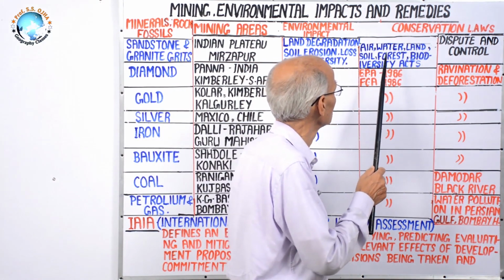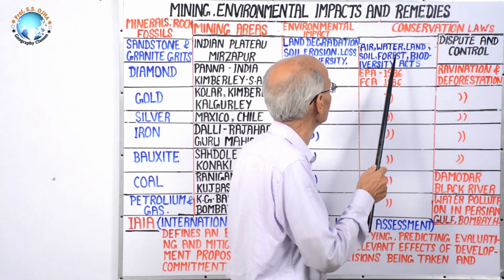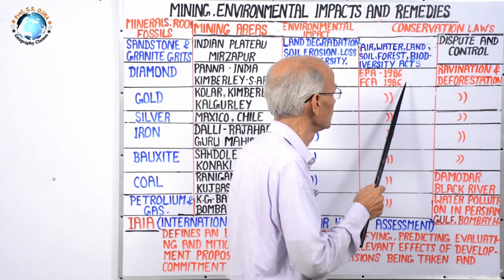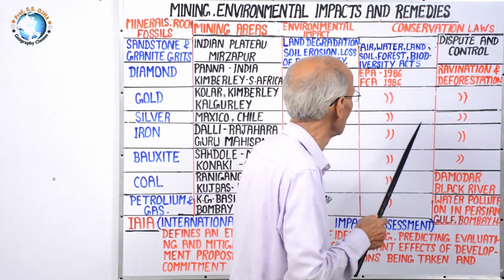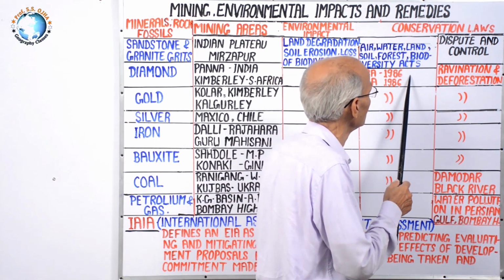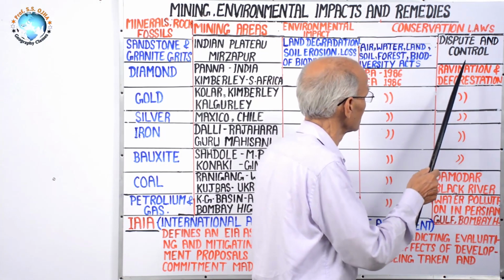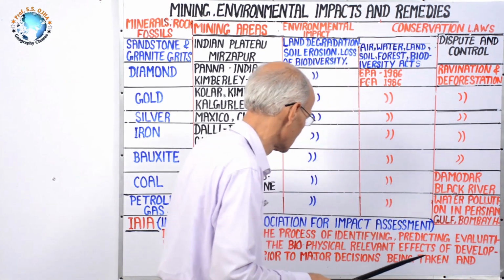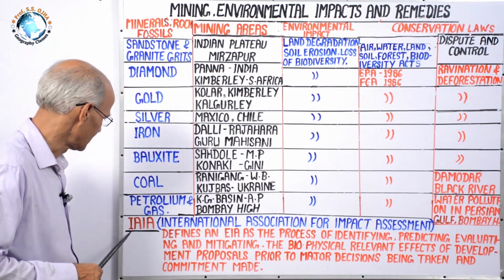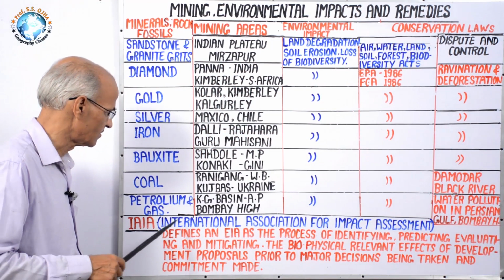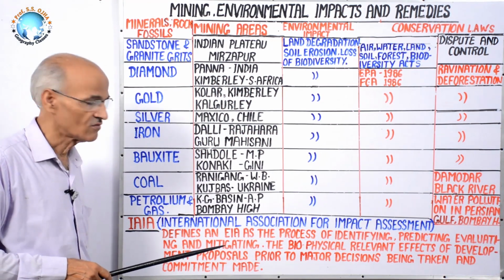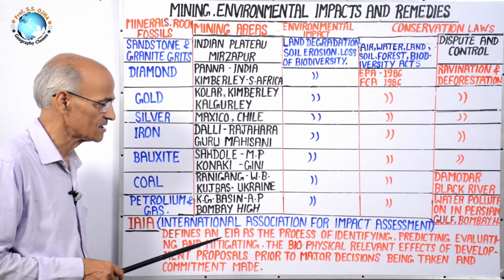Then human society is concerned with it, and how the laws related to the conservation of those have been passed and formulated. And next there are some disputes and control measures given in this list. And at last, at the international level, the IAEA has been formulated to conserve and protect the environment at national and international level.